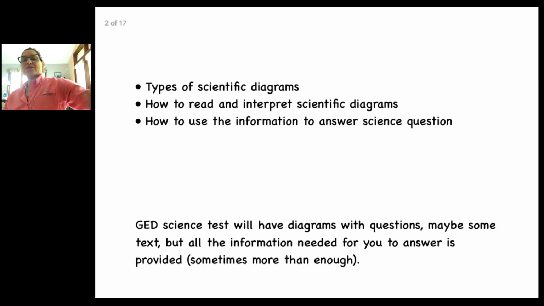And there are different types of scientific diagrams. This is what we're going to talk about today: the types, how to read and interpret them, and then how to use the information to answer science questions. Now, the GED science test will have diagrams with questions and maybe some text, but all the information you need is provided, and sometimes more than you need. Here are some common types.